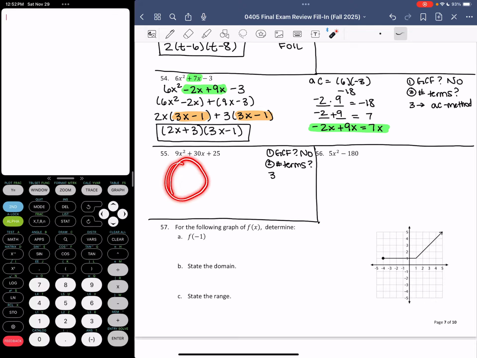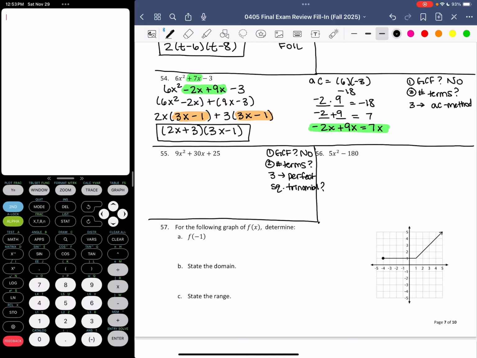This strategy for this problem right here will not work for every trinomial, whereas the AC method can work for every single trinomial. Even the ones that have a 1 in front of the x squared, you can still use the AC method. Okay, I happen to notice perfect square, perfect square. So I'm going to check to see if it's a perfect square trinomial.